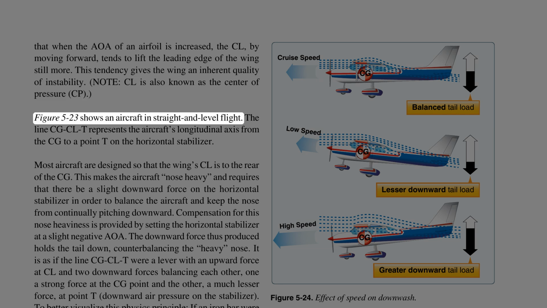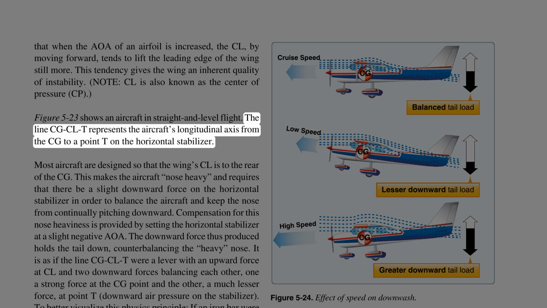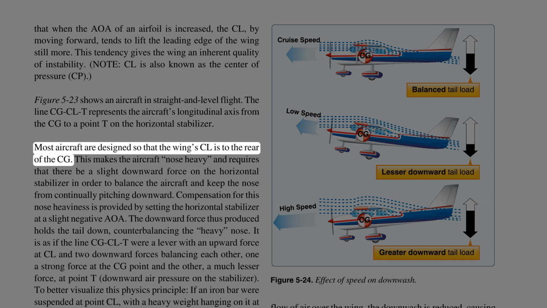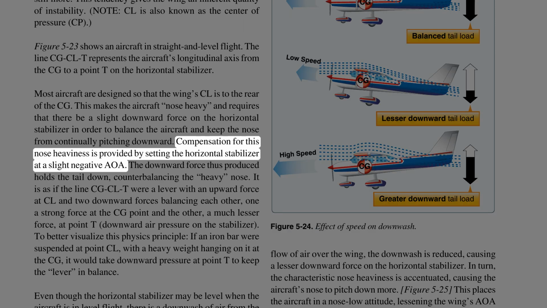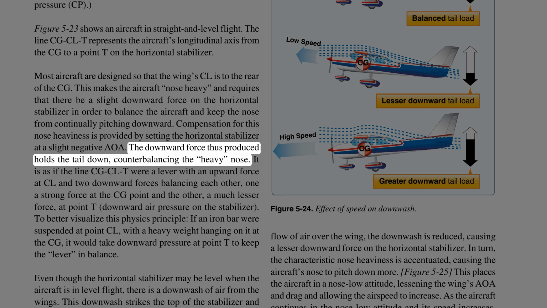Figure 5-23 shows an aircraft in straight and level flight. The line CG-CLT represents the aircraft's longitudinal axis from the CG to a point T on the horizontal stabilizer. Most aircraft are designed so that the wing's CL is to the rear of the CG. This makes the aircraft nose heavy, and requires that there be a slight downward force on the horizontal stabilizer in order to balance the aircraft and keep the nose from continually pitching downward. Compensation for this nose heaviness is provided by setting the horizontal stabilizer at a slight negative AOA. The downward force thus produced holds the tail down, counterbalancing the heavy nose.